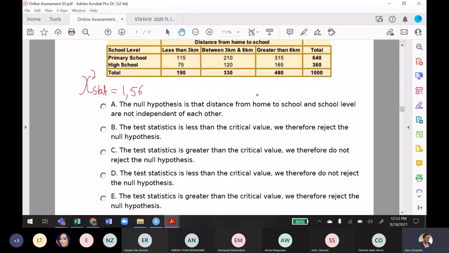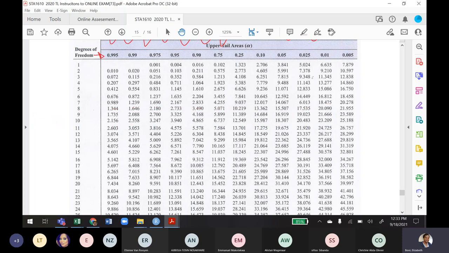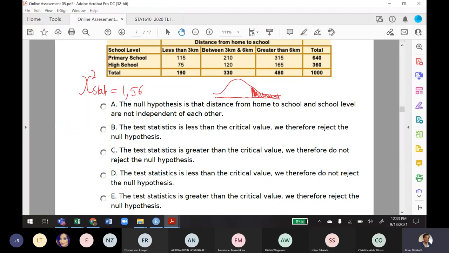I don't want to go down too far. So we need to go find what this value will be for creating that region of rejection. So we know the degrees of freedom is 2. We know alpha is 0,10. So 0,10 and 2. What is our critical value? Our critical value is 4,605. Is it? 4,605.